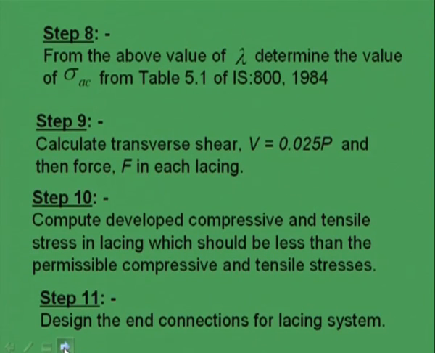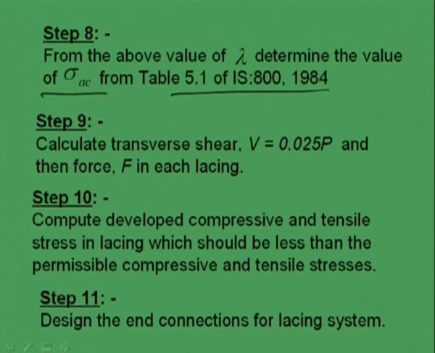In step 8, what we will do? On the basis of the calculated lambda, we will find out sigma AC. Sigma AC from where? From table 5.1. In table 5.1 of IS 800 1984, we will get the allowable compressive stress sigma AC on the basis of lambda and the type of steel we are going to use. So, on that basis we will find out sigma AC, and then what we will do?